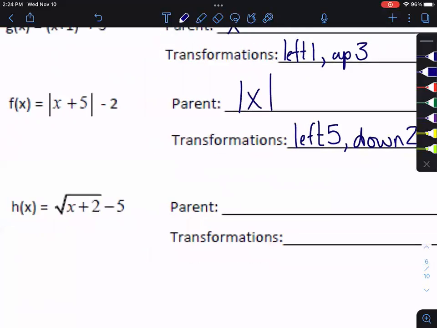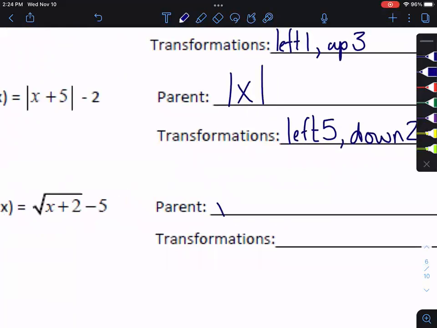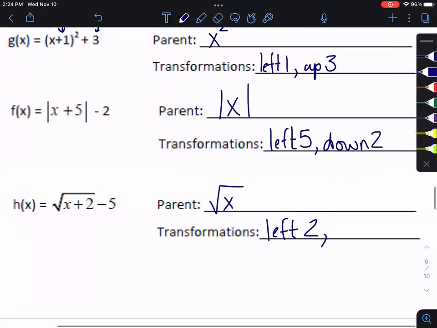Question number 7. Our parent function is the square root of x. Our transformations, we are again moving left, this time by 2, and then down 5.